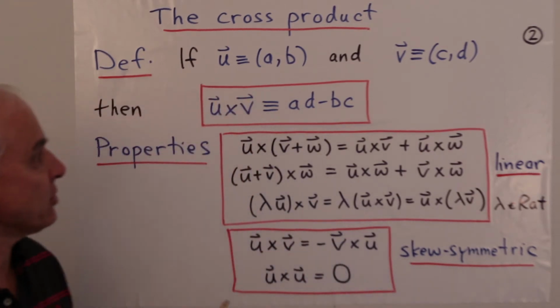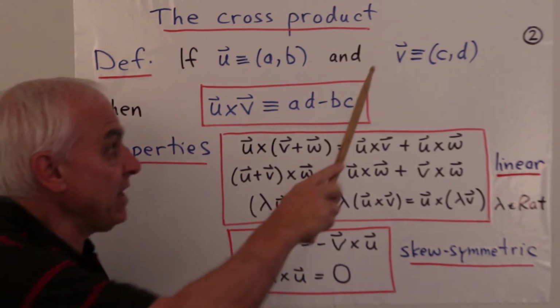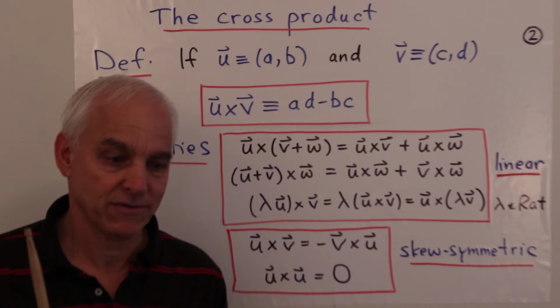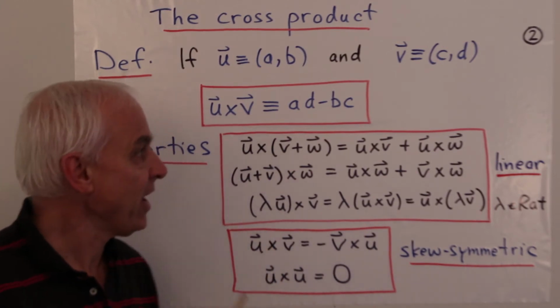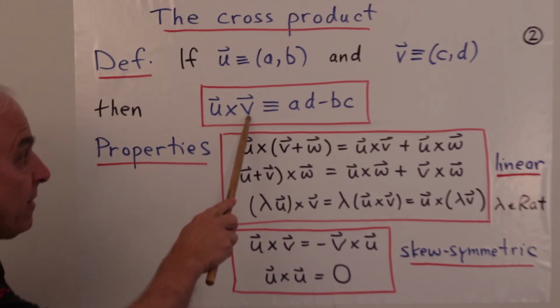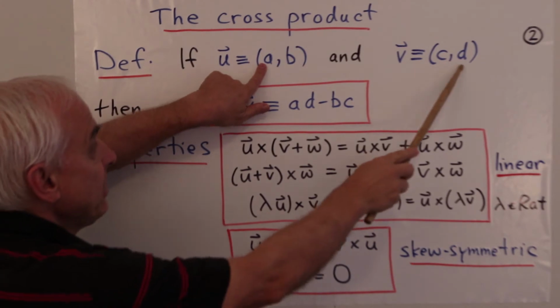Okay, so here's the definition. If u is the vector (a, b) and v is the vector (c, d), so these are planar vectors, vectors with two components, then their cross product, u cross v, is by definition AD minus BC.